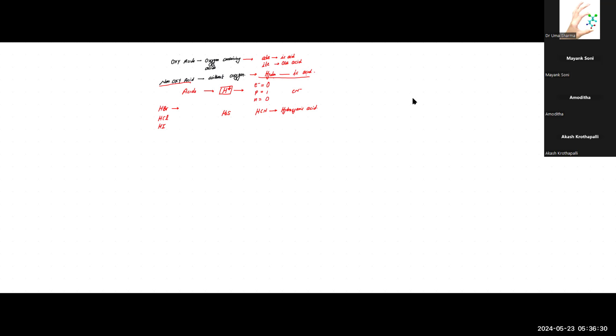Name this acid. So search the polyatomic ion in the list. And if it is ending with ate, just pick up that name and make it ic acid. Yes, perchloric acid. Can you give me the formula of perbromic acid? Write the formula of perbromic acid. No, no, it's oxygen. Where is the oxygen, Amodita? Perbromic acid.